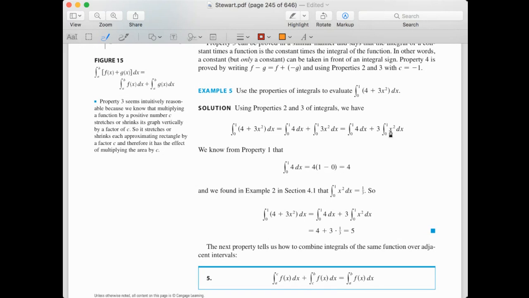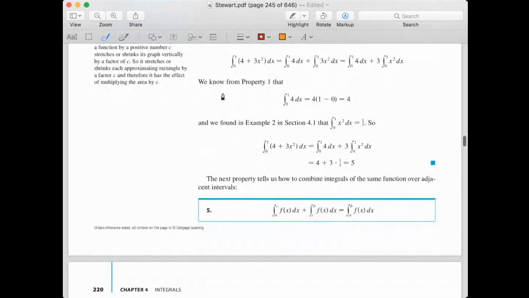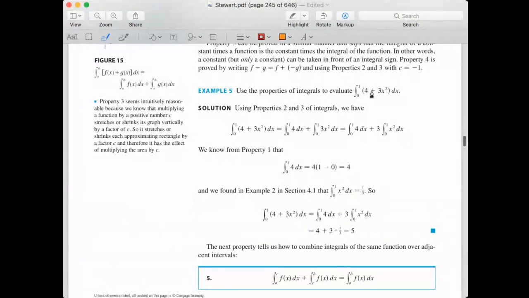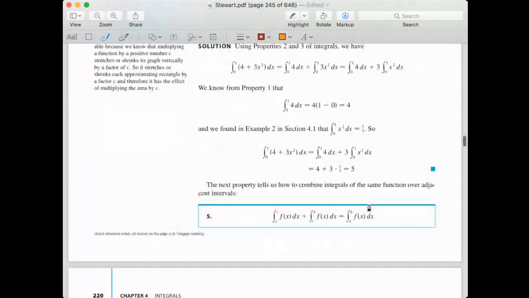And this one is x squared, which from before we evaluated is 1/3. So 3 times 1/3, that's 1. 4 plus 1, that's 5. So this basically is saying, okay, if the integrand is adding two functions, the integral is just adding the two integrals. We can split them.